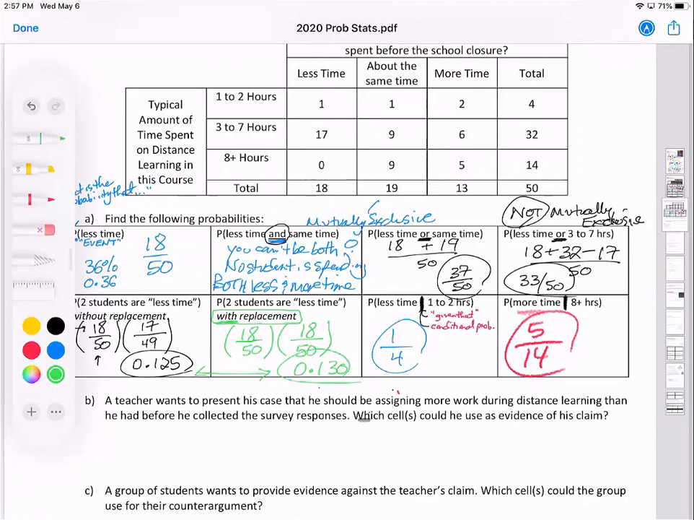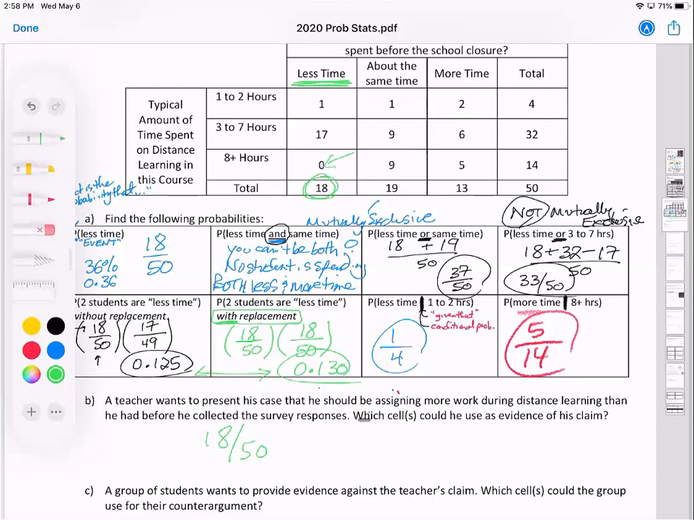So if I wanted to argue that I should be assigning more work, what cell would be good? So these students say they're spending less time on the homework now. So if they're spending less time, that would mean I should probably assign more work. And notice there are no students spending more than 8 hours. So maybe I'd just go with these. Maybe I'd say 18 out of 50.